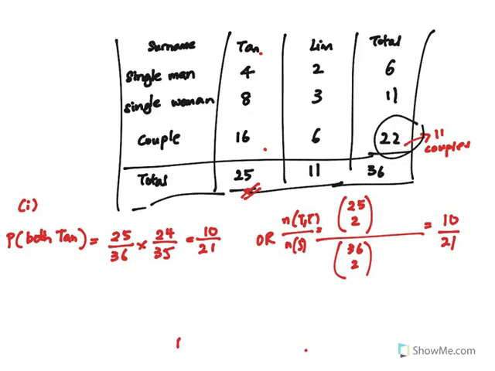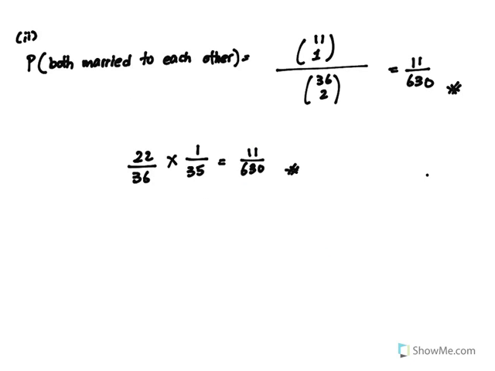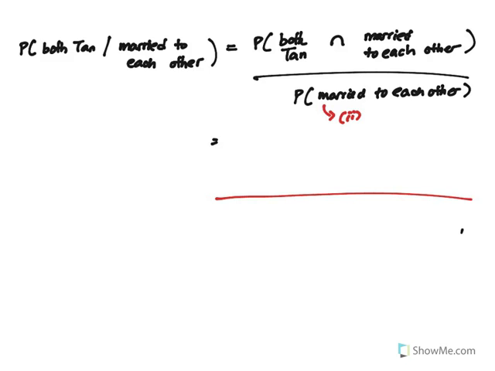We observe both are Tan and they're married to each other. There are a total of 8 couples whose surname is Tan. If I want to choose a couple whose surname is Tan, this is just 8 choose 1. So both Tan and married to each other is 8 choose 1, because there are 8 couples with surname Tan and I choose 1 couple.